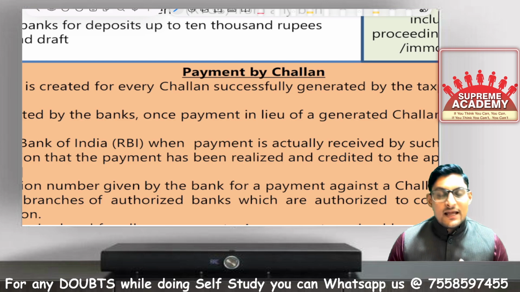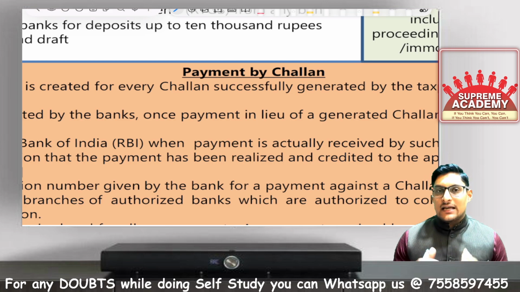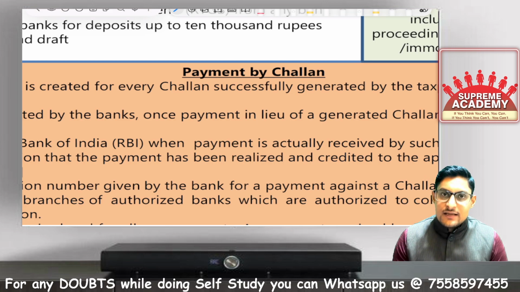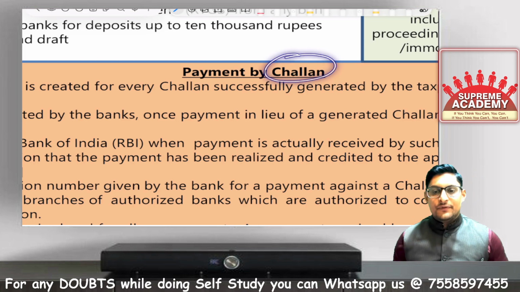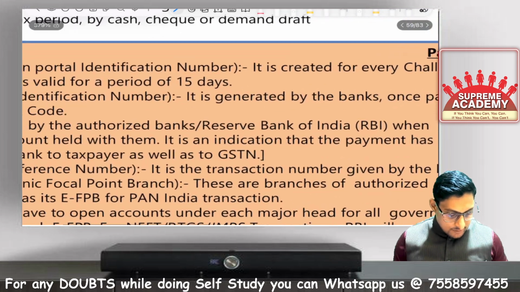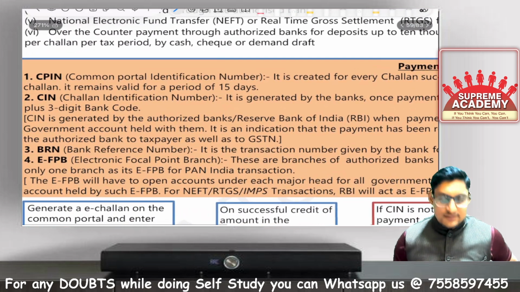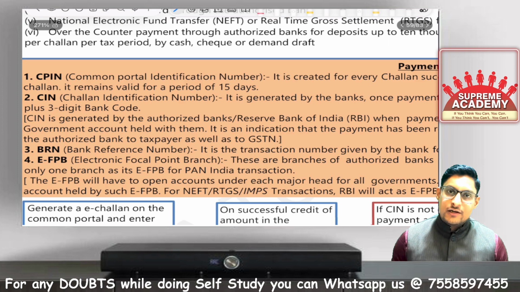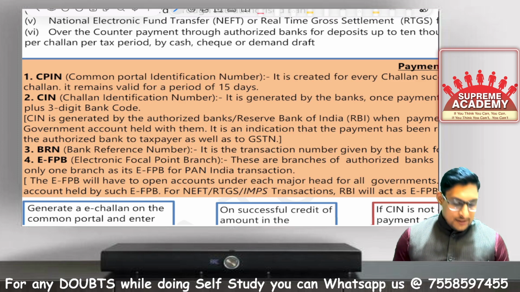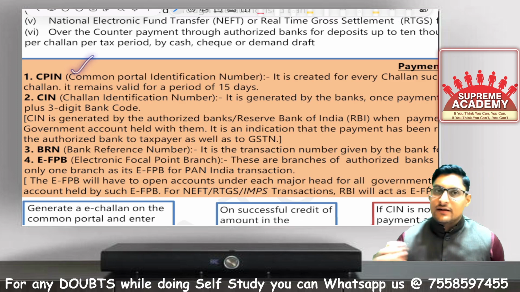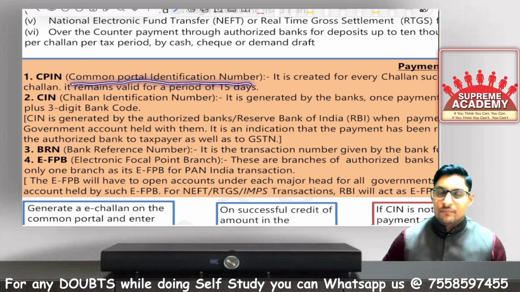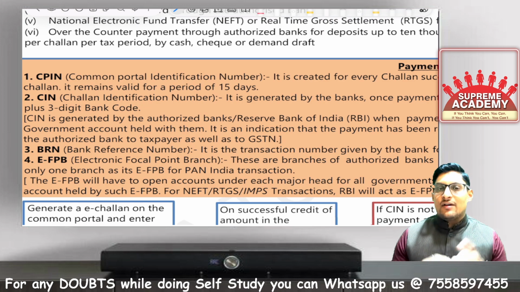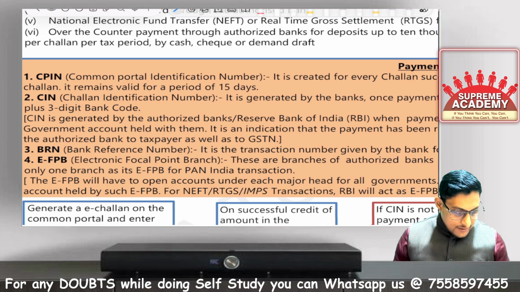Just like that, when you pay tax, interest, or any amount to the government in GST or income tax also, a challan is generated. So let's talk about the challan. The challan is generated electronically on the common portal. First, when you generate the challan on the common portal, there comes the Common Portal Identification Number, the CPIN, which is of 14 digits, with a validity period of 15 days.